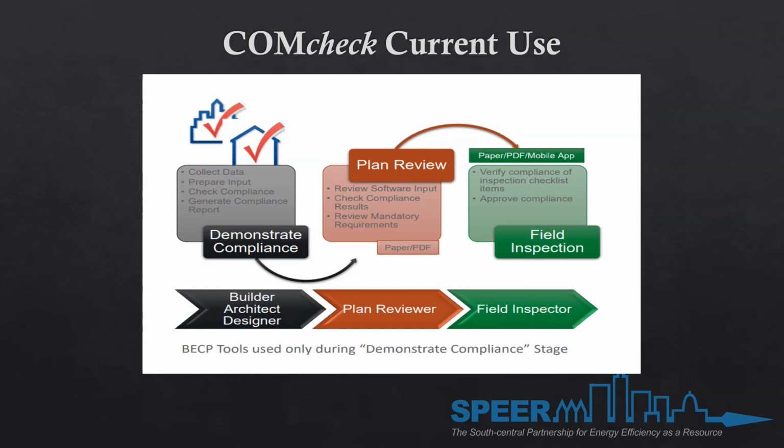So then it moves on to plan review: review software inputs, the compliance results, and then of course looking at the mandatory requirements. A lot of those, if you're used to doing this, are elementary, but if you're a building official and you've never gone through this, it's just a checkbox that says the requirement will be met. And then it gives you a green check mark and says, okay, you're good to go.